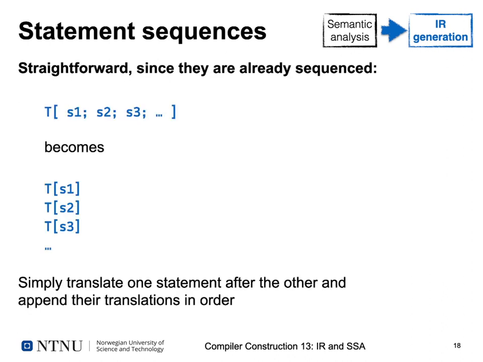What else do we need to translate? Now, statement sequences, so just having one statement after the other, are straightforward, so they are already in sequence. If we want to translate a statement sequence as 1, then as 2, then as 3, and so on, into 3-address code, we just write the translation of these three sequences of statements one after the other. So we simply translate one statement after the other and append their translations in the order they occur in the original representation.